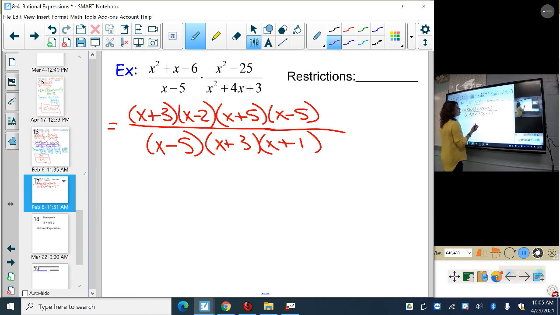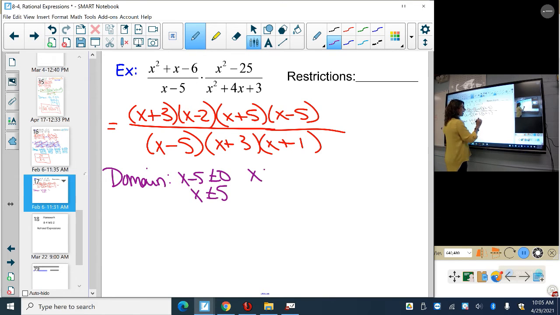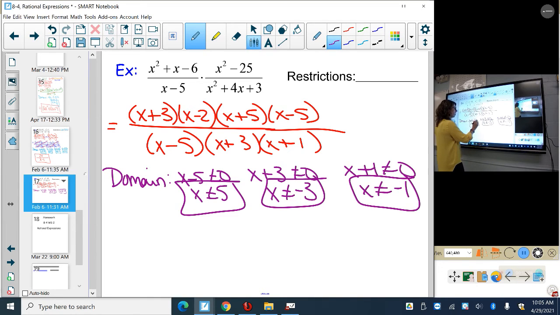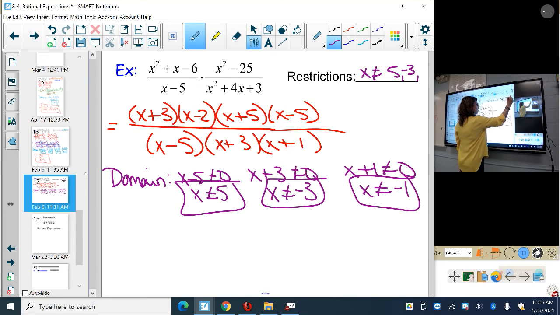From there, I'm going to do my domain restrictions. So x minus 5 cannot be 0, so x cannot be 5. X plus 3 cannot be 0, so x cannot be negative 3. And x plus 1 cannot be 0, so x cannot be negative 1. So x cannot be 5, negative 3, or negative 1.